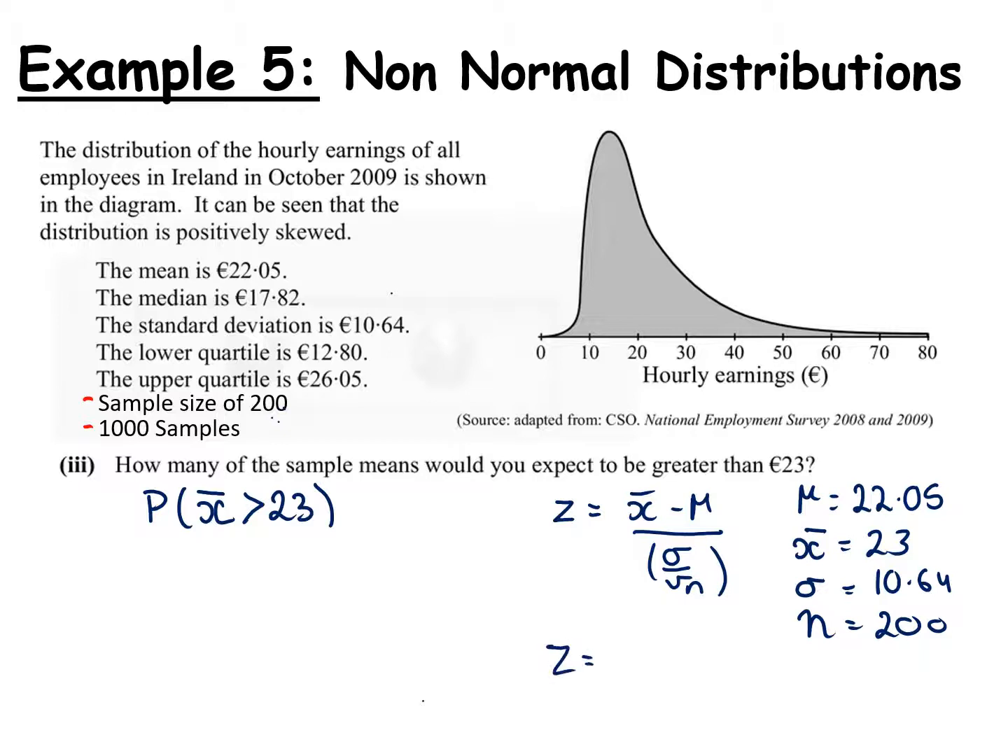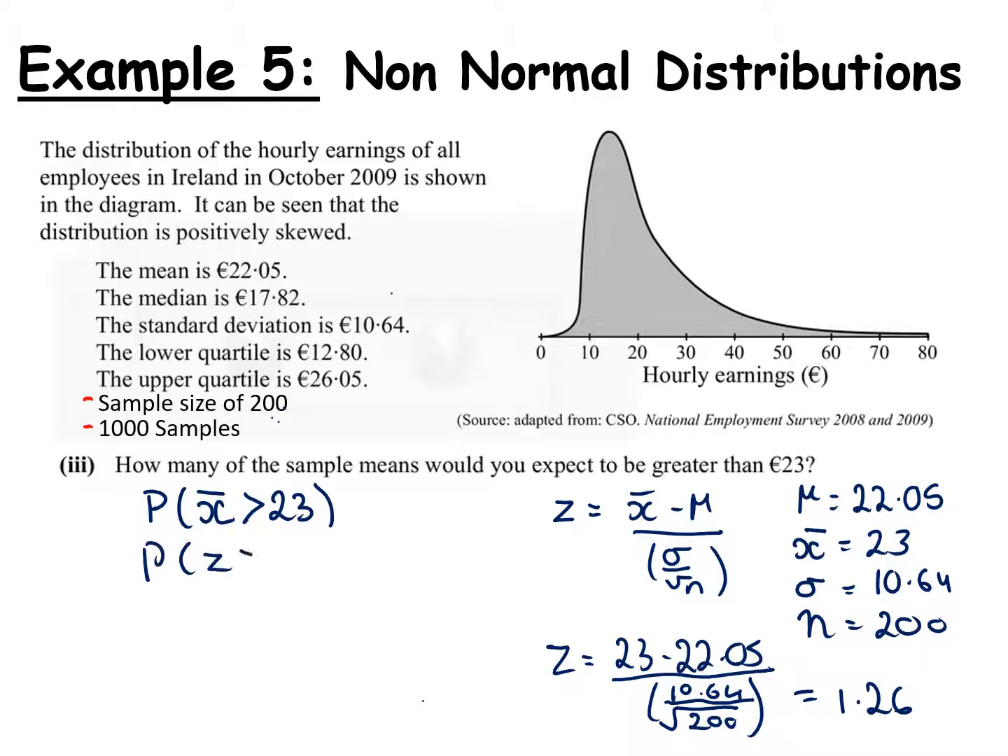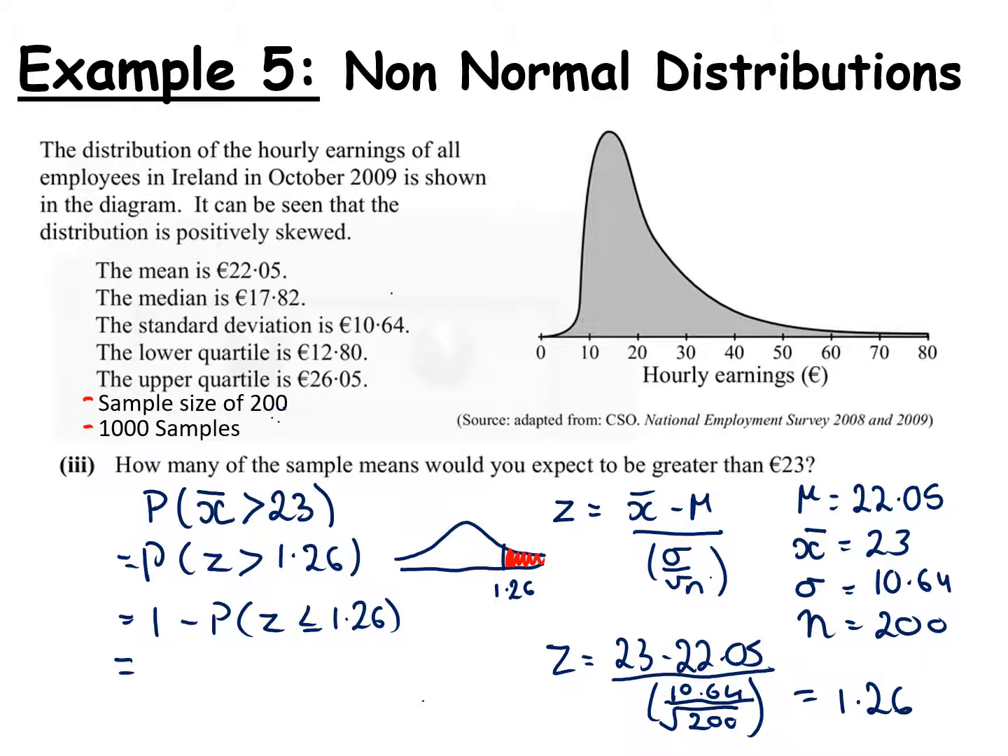So putting that all into the formula, I get 23 minus 22.05 all over 10.64 over the square root of 200. And that gives me 1.26. So what I'm trying to do is find the probability that z is greater than 1.26. So with regards our normal distribution, let's just sketch this out for a second. There's 1.26. I'm trying to find that it's bigger than that. I can't work to the right with my log tables, so I'm on page 36 of my log tables. So instead I say this is the same as 1 minus the probability z is less than or equal to 1.26. So when I work that out, I get 1 minus 0.8762. That's directly from my tables. And that gives me 0.1238, which is about 12.38%.